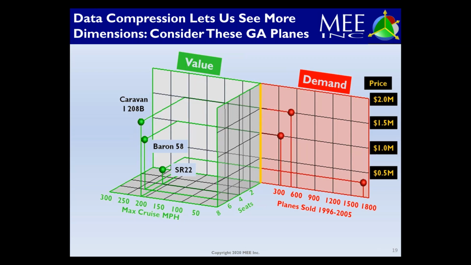Well, here what we're going to do is look at a different market that I happen to have drawn out already, just to show you how we can do some more data compression. So here's the value and demand for a series of general aviation planes: the Cessna Caravan, the Beech Baron, and the Cirrus SR-22. We've got their seats, 4, 6, and 8, their cruise speeds over here, and then by extension, their prices here. And then we have their quantities here.